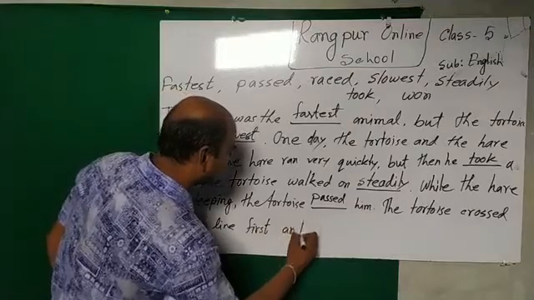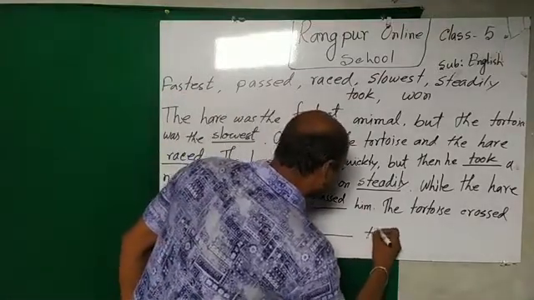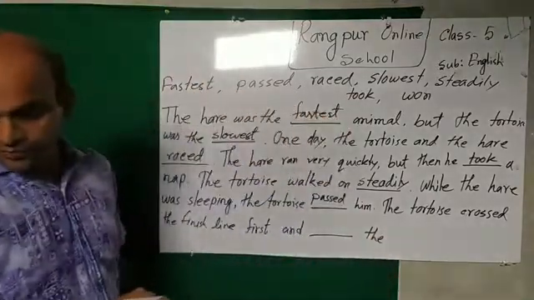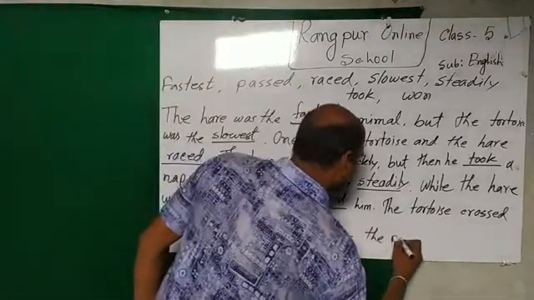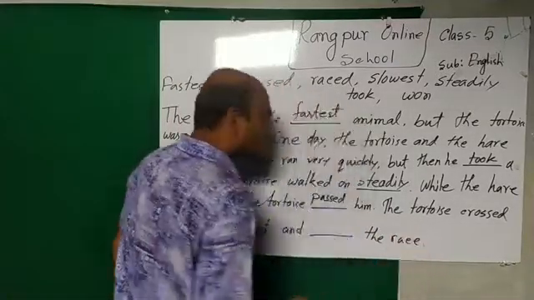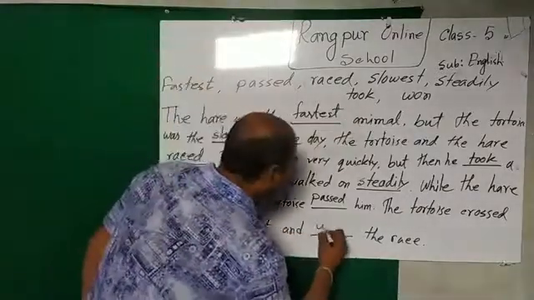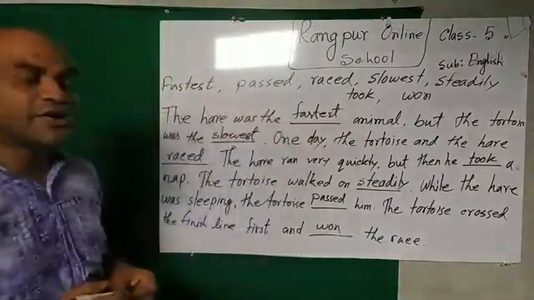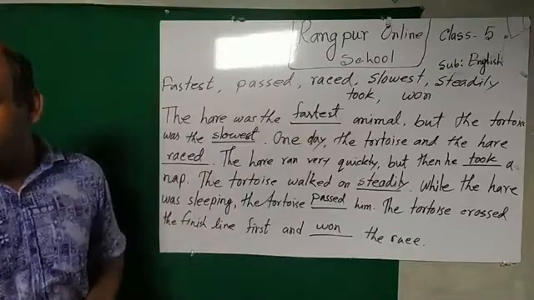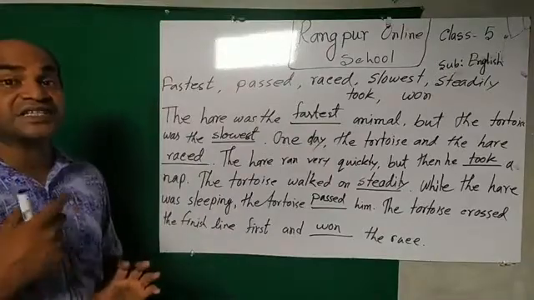The tortoise crossed the finish line fast and dash the race. So here will be the last one, won. Won the race. Now read the text. Read the text carefully. Read the text again.